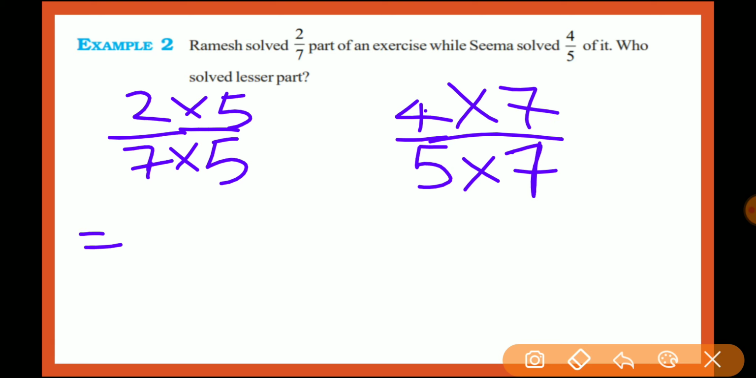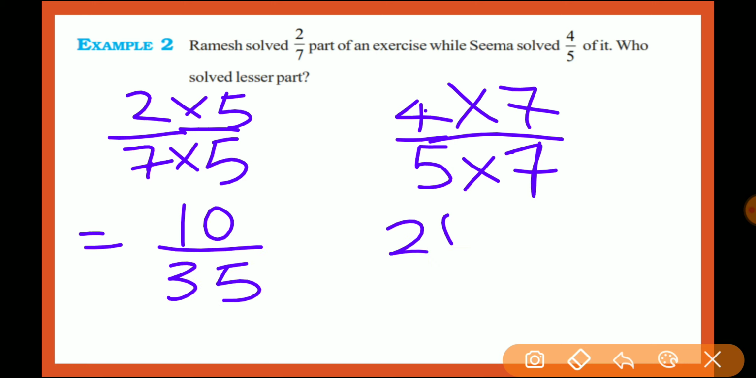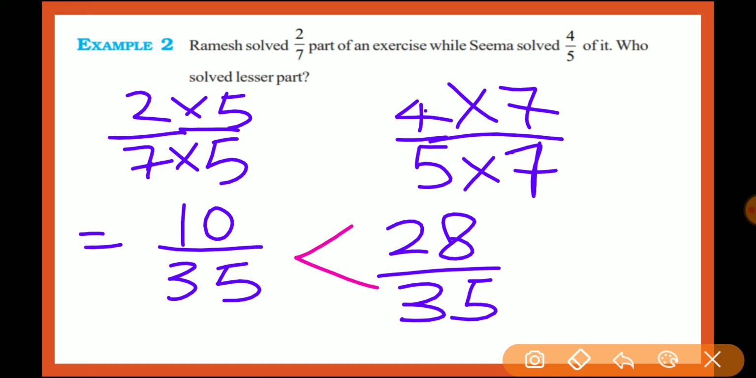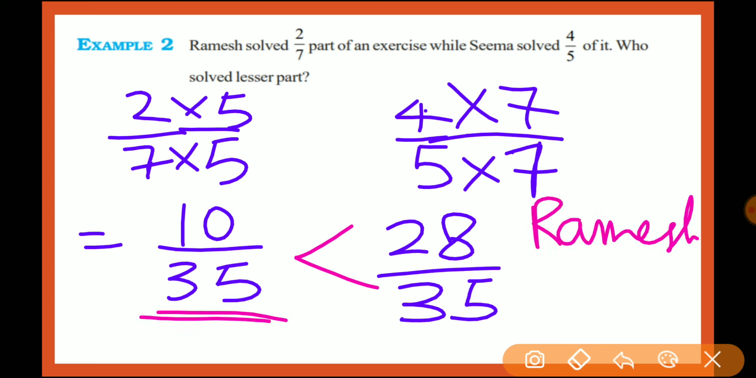Okay. So 5 into 2 is 10 upon 35. And here 7 into 4 is 28 upon 35. Now you can simply say which one is greater, this one, so you can say 4 upon 5. So you can say Ramesh solved the lesser part, because this is about Ramesh's part. So you can say Ramesh solved the lesser part.